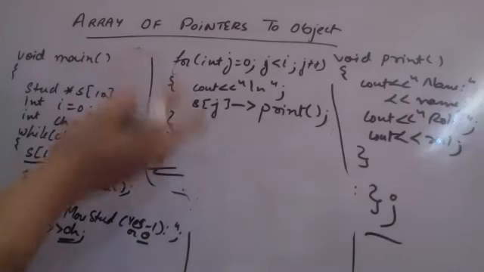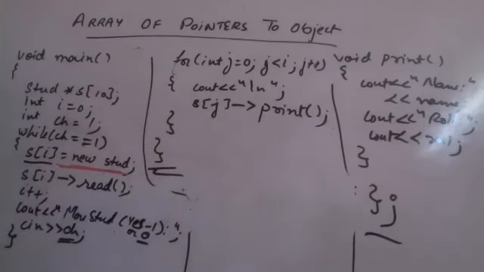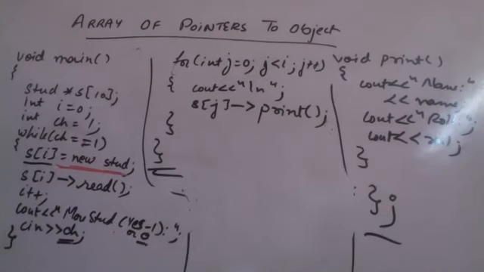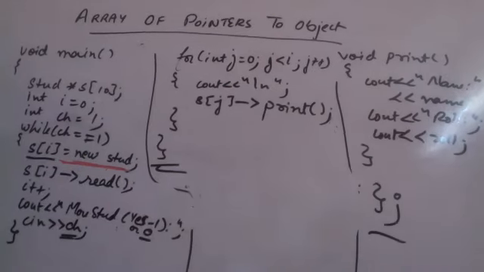If you wanted to calculate average, whatever, you can enhance this program more. Is the concept of array of pointers to the object clear to all now? Anybody still any doubt?